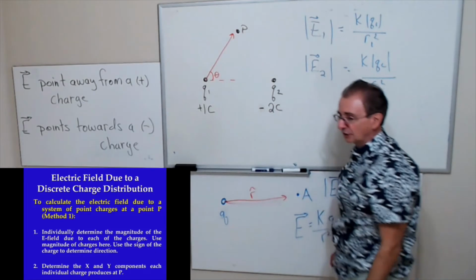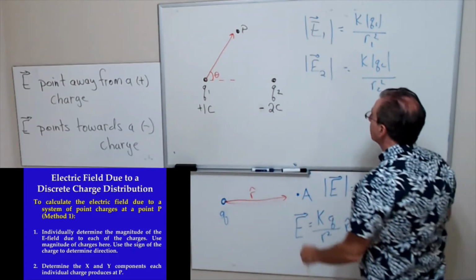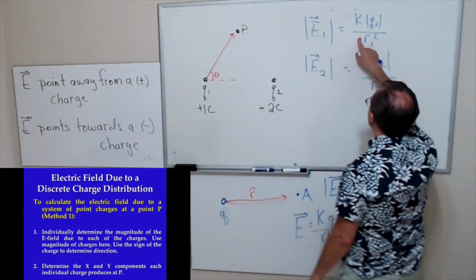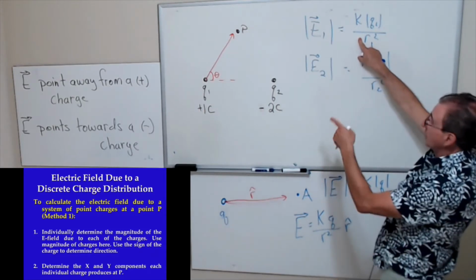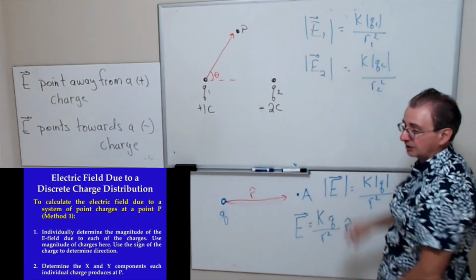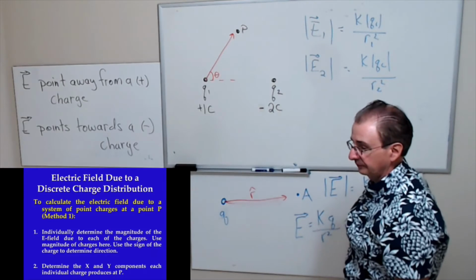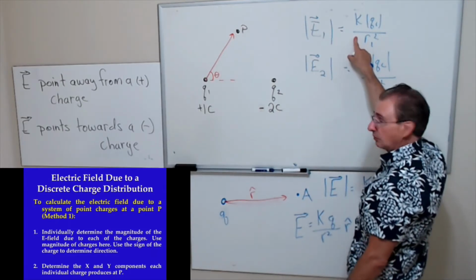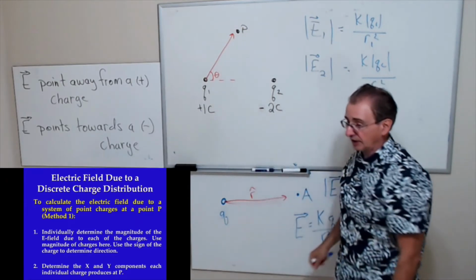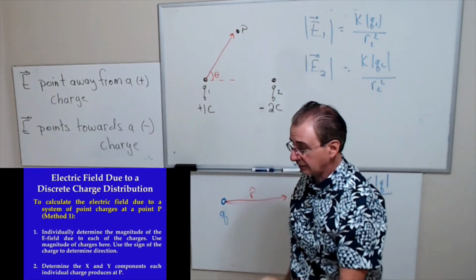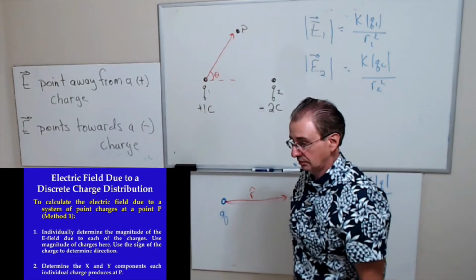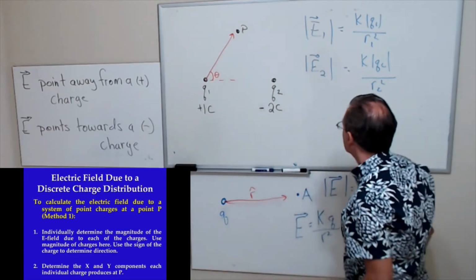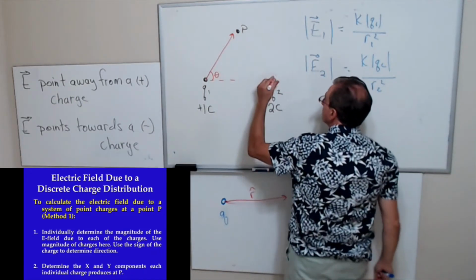And if I know that angle theta, then I can take this field, multiply by the cosine of theta, and I'll get the x component. Then I can take this quantity here, the magnitude of the field due to Q1, and multiply by the sine of theta, and I'll get the y component. Then I go to this object here.